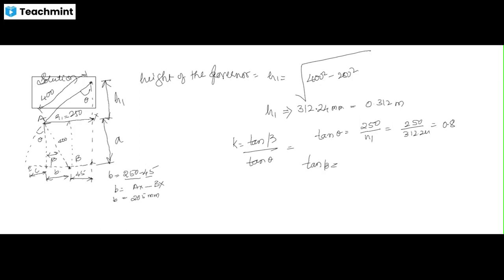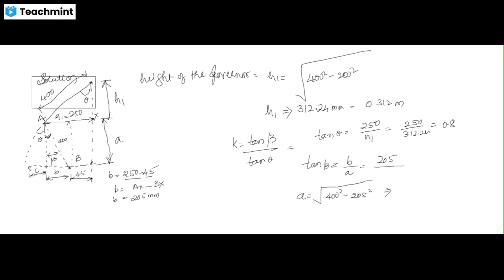So tan beta equals what? This angle is beta. You just observe here. So this is B divided by A. B is 205. Now you need to calculate the A value. So A equals the square root of 400 square minus 205 square.